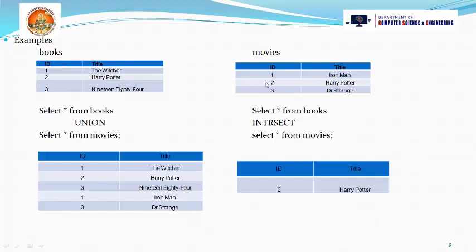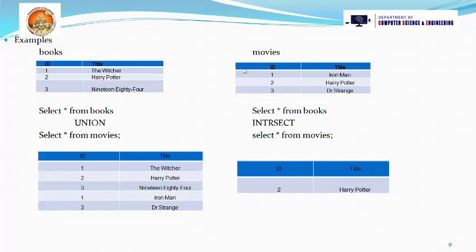So here consider these two tables, books and movies. In these two tables we have the same number of columns. That is the first condition. And the second condition is the data types must be the same. The data type of the first column in the books table is the same as the data type of the first column in the movies table, and the data type of the title, the second column, must be the same as the data type of the second column in movies. So these two relations are union compatible. Now we can apply union and intersect operations on these two tables.